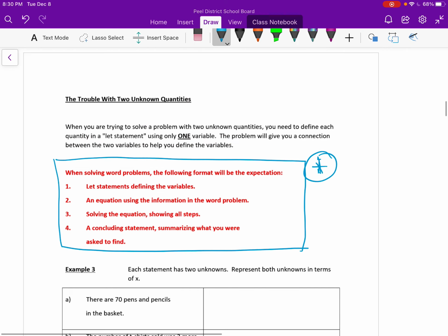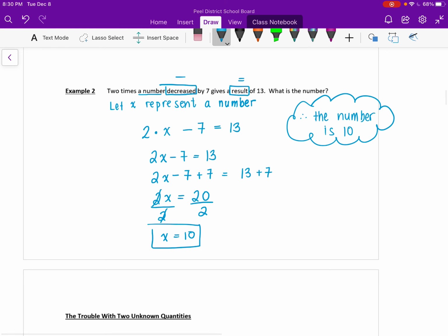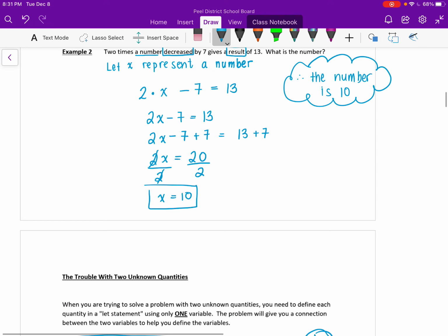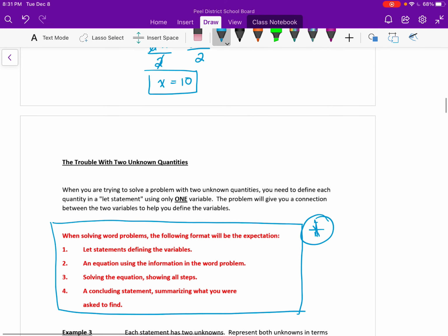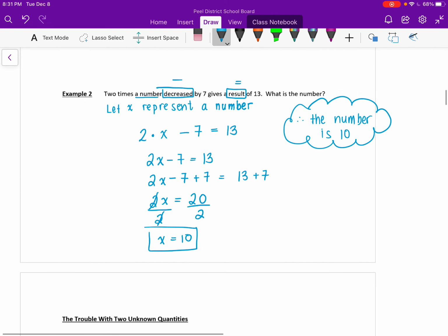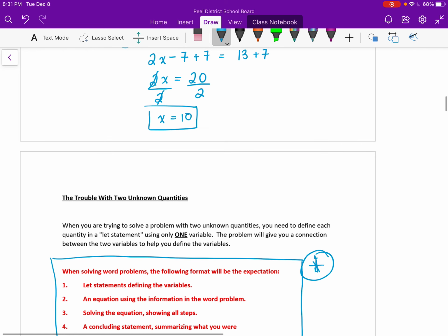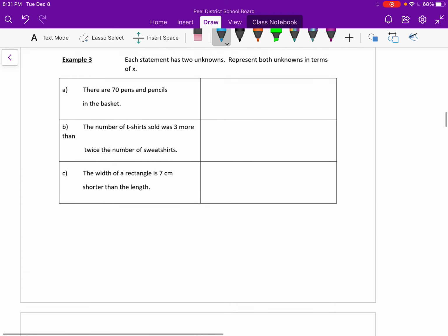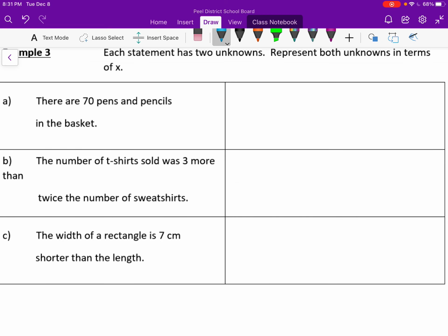Okay? So we've already done that here. You gave me a let statement, right? We did that. An equation using the information. We did that. We said this is the equation. And then we said solve the equation, right? So I did 1, 2, and then I solved, right? Then I showed all the steps, obviously, and then I put a concluding statement. So I followed all of them here. Okay, we're going to do the same thing up here. So I kind of inadvertently followed them, but just making sure that you do as well.